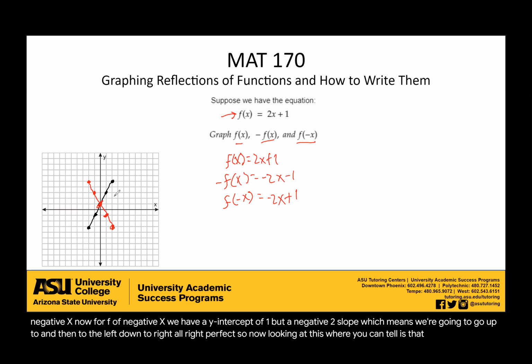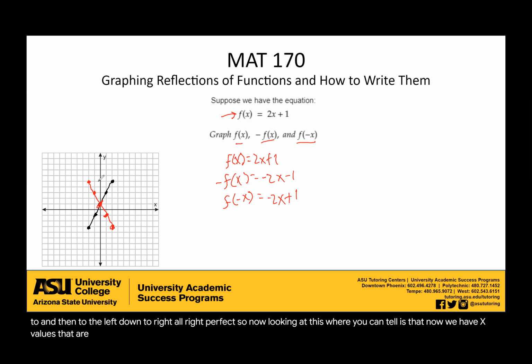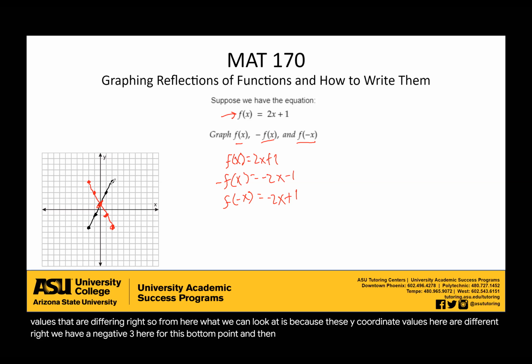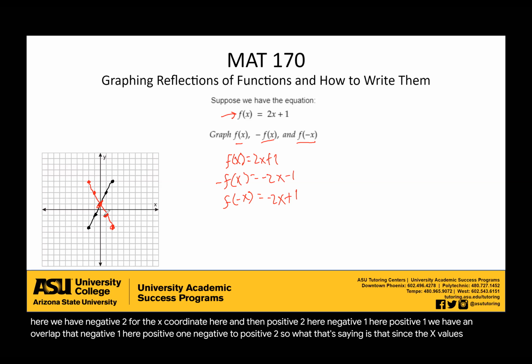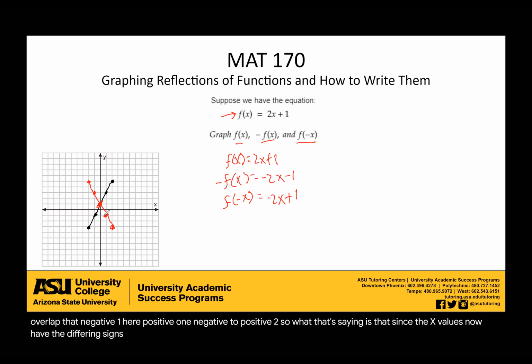So now looking at this, what you can tell is that we have x values that are differing, right? The y-coordinate values here are different. We have a -3 here for this bottom point and then a +5 up here. But if you look at the x values, we have -2 for the x coordinate here and then +2 here. -1 here, +1. We have an overlap: -1, +1, -2, +2. So what that's saying is that since the x values now have differing signs, we're reflecting over the y-axis.